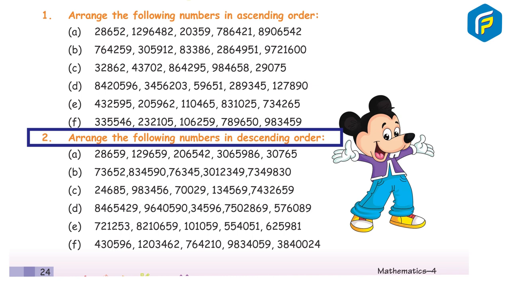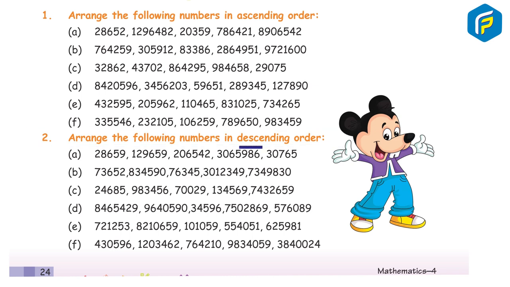F. 10,6,259, 23,201,05, 33,5,540, 78,9,650, 98,9,652. Arrange the following numbers in descending order. A. 3,65,986, 20,6,542, 12,9,659, 3,765, 28,659.